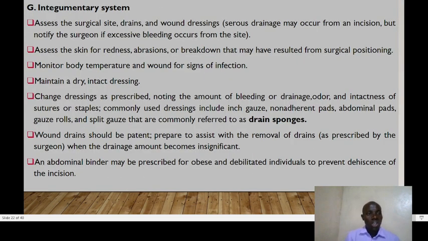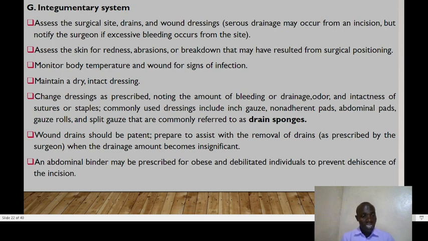So you need to apply warm blankets, continue oxygen, and administer medication as prescribed if the patient is experiencing postoperative shivering. On the integumentary system, the nurse needs to assess the surgical site, the drain, and the wound dressings. Remember, serous drainage may occur from an incision, but you need to notify the surgeon if excessive bleeding occurs from the site. The nurse needs to assess the skin for redness, abrasions, or breakdown that may have resulted from surgical positioning.